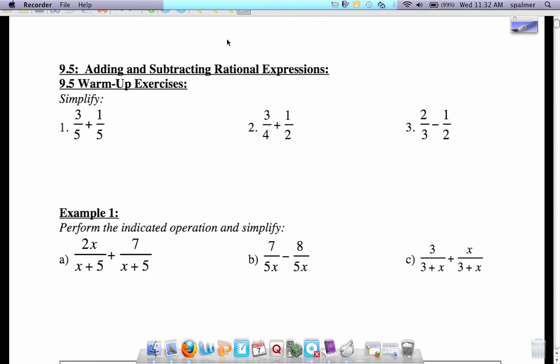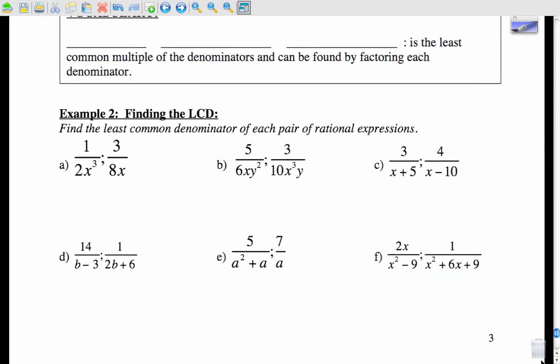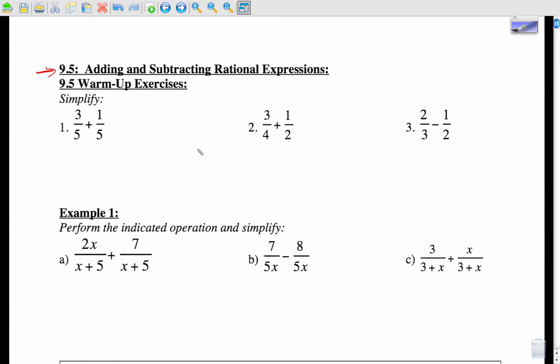Welcome to another riveting installment of working with rational expressions. Last video we took a look at multiplying and dividing. This one is going to be taking a look at adding and subtracting. I am currently on, I believe it's page 3 in your notes. Yep, definitely page 3 in your notes.